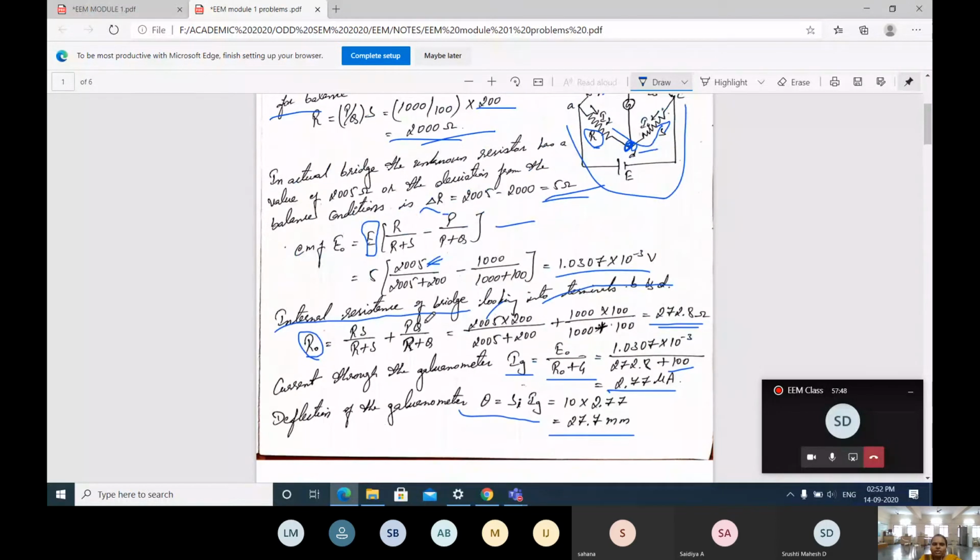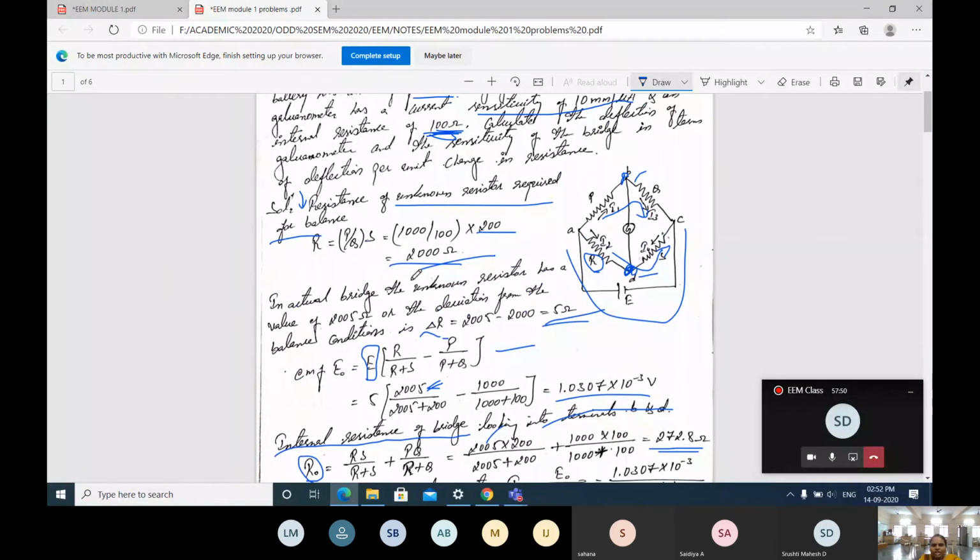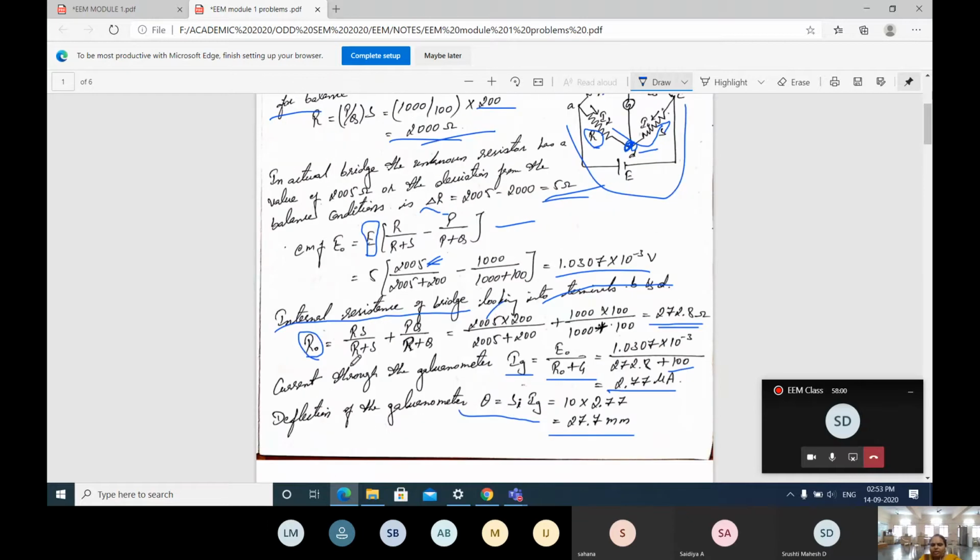First, what you have to do? First find out the actual balanced equation. Then find the delta R. Then find the E0 value, the total EMF. Then go for the internal resistance of the galvanometer, that is R0. Then the current through the galvanometer, IG. From these two you find the deflection in the galvanometer, that is theta equals sensitivity into current. S is equal to theta divided by I, actually. Here we took theta equals SI into IG.